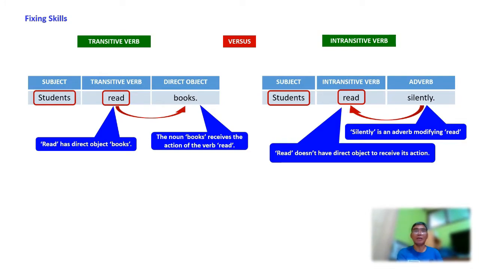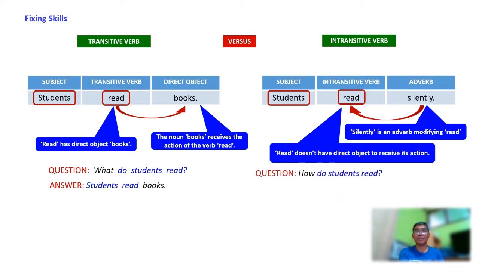For example, with the sentence at your left side, students read books, we can formulate the question, what do students read? And this question is answered with the statement, students read books. Meanwhile, with the sentence at your right side, students read silently, we can formulate the question, how do students read? And this question is answered with the statement, students read silently.